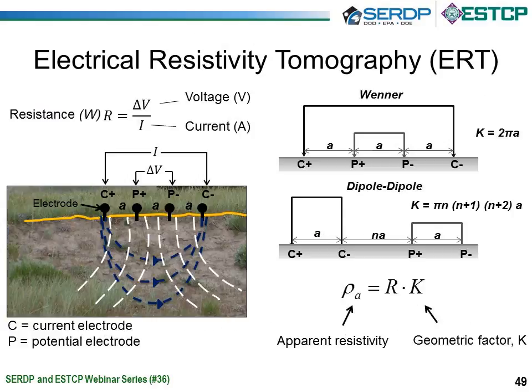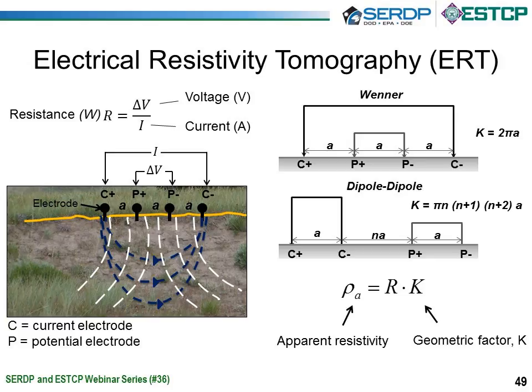Typically, what we do is we inject current in 2 electrodes, and then we measure the potential in another 2 electrodes. So typically, it's a 4-electrode measurement, and we can do this in a bunch of different electrode configurations. I'm showing here a Wenner array, which is a nested array, or a dipole-dipole array. And these measurements are sensitive to water content, porosity, lithology, temperature, as well as groundwater composition.